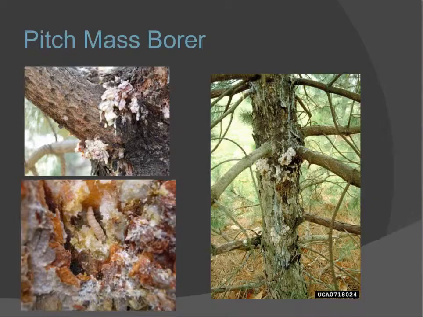Pitch mass borer is something that we've been dealing with here in the valley just over the last few years. It's pretty messy. You get very large clumps of pitch along the trunk, usually at the branch crotches or around that area. Really, the only control for these is to take the pitch off, and if you dig underneath, you might find the larvae, and then you just kill the larvae. Chemical treatment is not necessarily very useful.